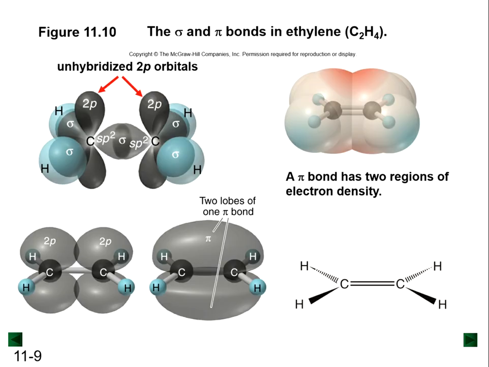The carbon-carbon double bond then tells us that we have to have one sigma and one pi interaction. If we think about ethylene, C2H4, what is the electron group arrangement around each carbon? It's the same for both carbons.